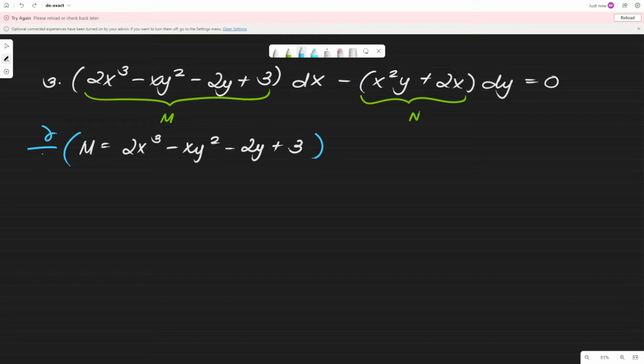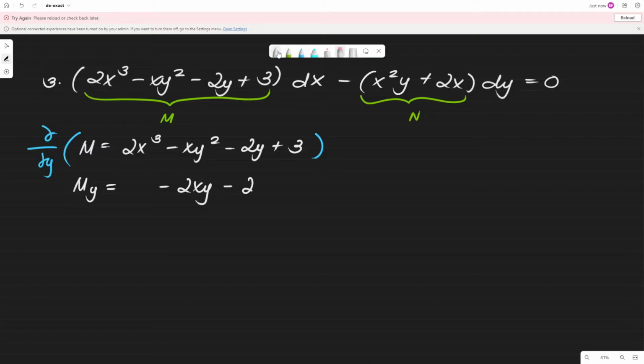So, we'll get M partial y is equal to, of course, this will become 0. Then the partial derivative of negative xy squared in respect to y is negative 2xy. Then the partial derivative of negative 2y in respect to y is simply negative 2. Then we have 0 plus 0. Kahit huwag nyo ilagay 0, kung sanay na kayo, pwede nyo namang hindi na ilagay.